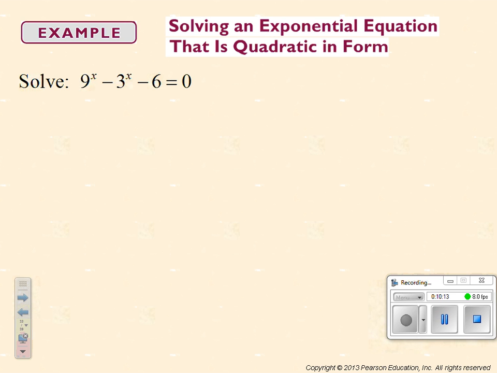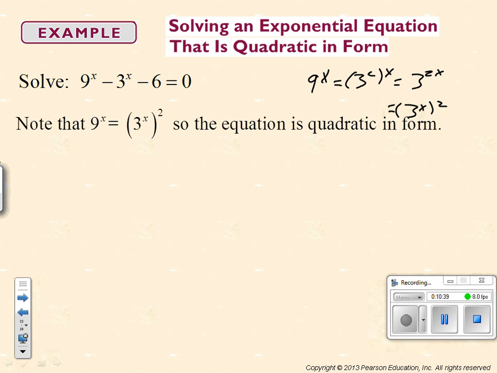What's that? Minus 3 squared. That 9 to the x is really 3 squared to the x, or 3 to the 2x. And isn't 3 to the 2x the same as 3 to the x squared? See if this works. So that 9 to the x really turns out to be 3 to the x quantity squared. So this first term actually is a perfect square.